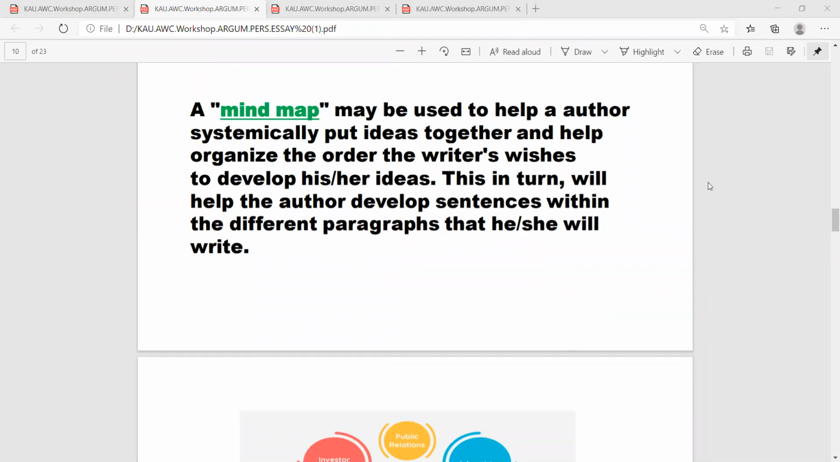My supporting sentence will be, why do I feel that way? Well, I think it establishes a feeling of camaraderie. It establishes a feeling of school spirit. It establishes a feeling that everyone is part of one big family. Okay? That will be my supporting sentence.